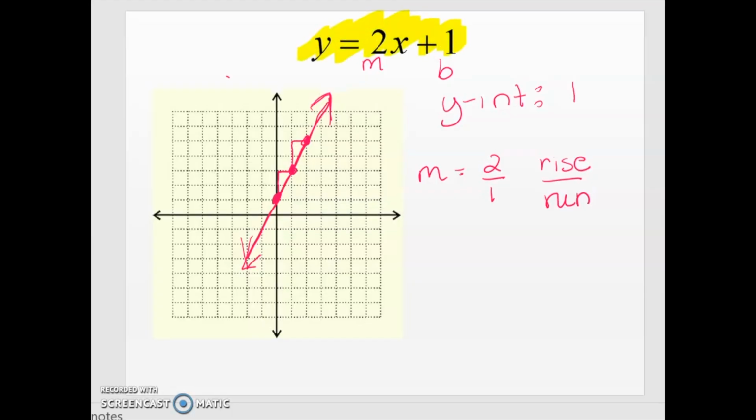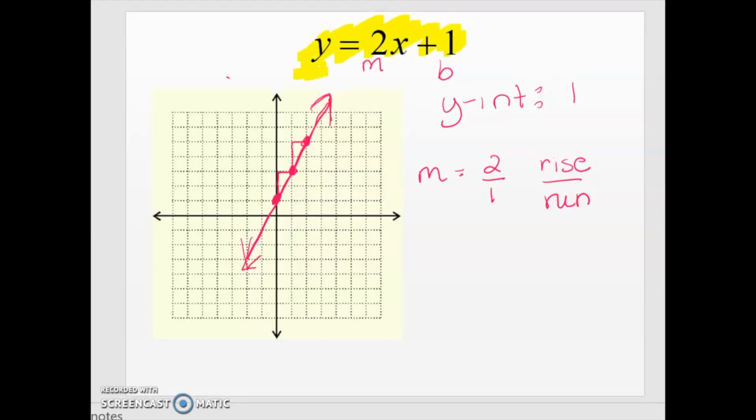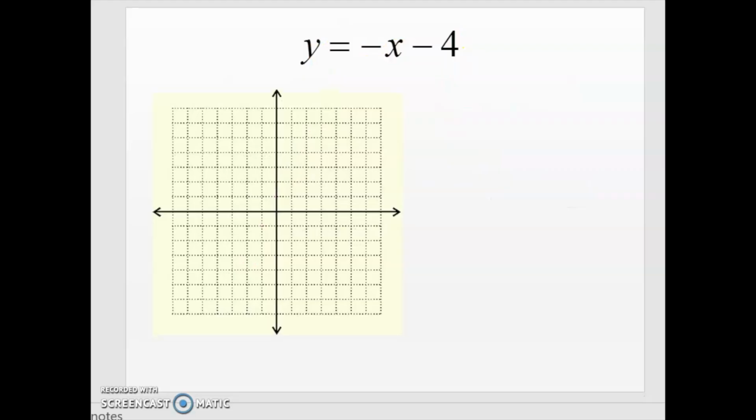If it's not in this format, we have choices. We could go and make our table of values. We could graph some of our other ways using intercepts, or we might just choose to solve our equation for y. Let's look at another one.